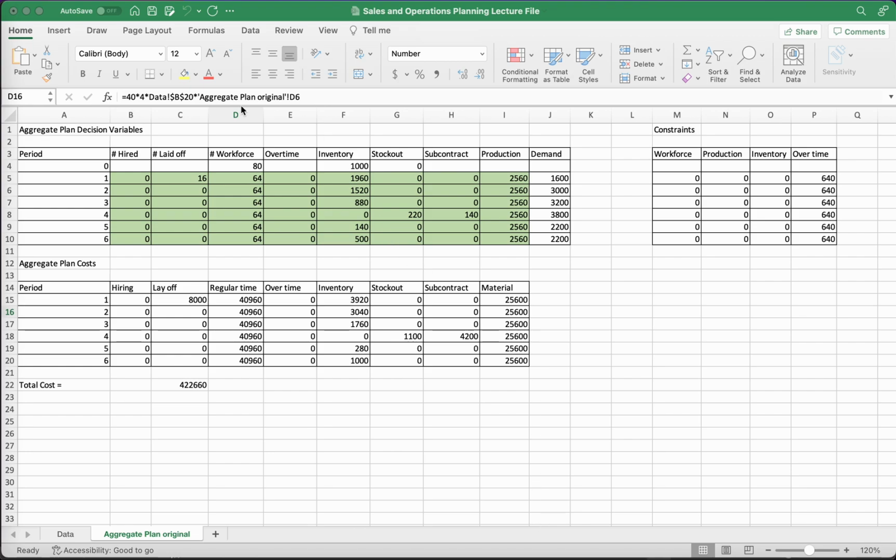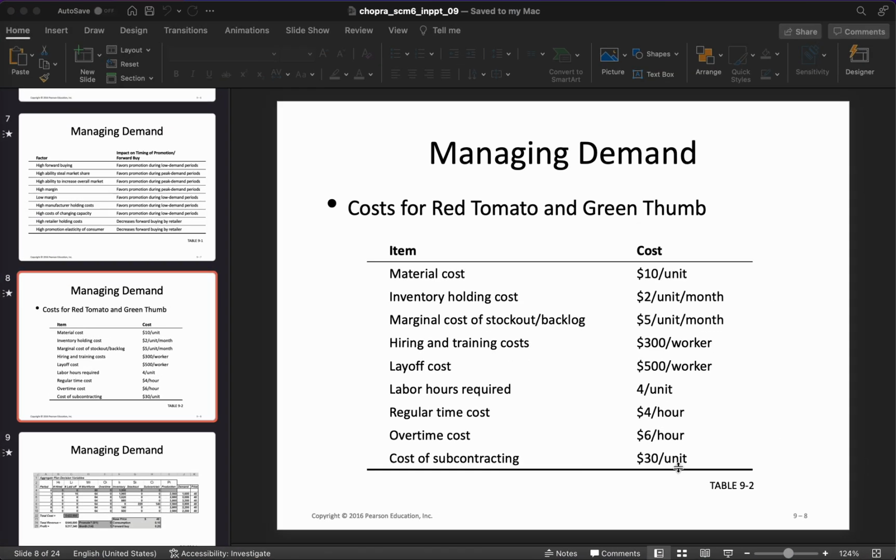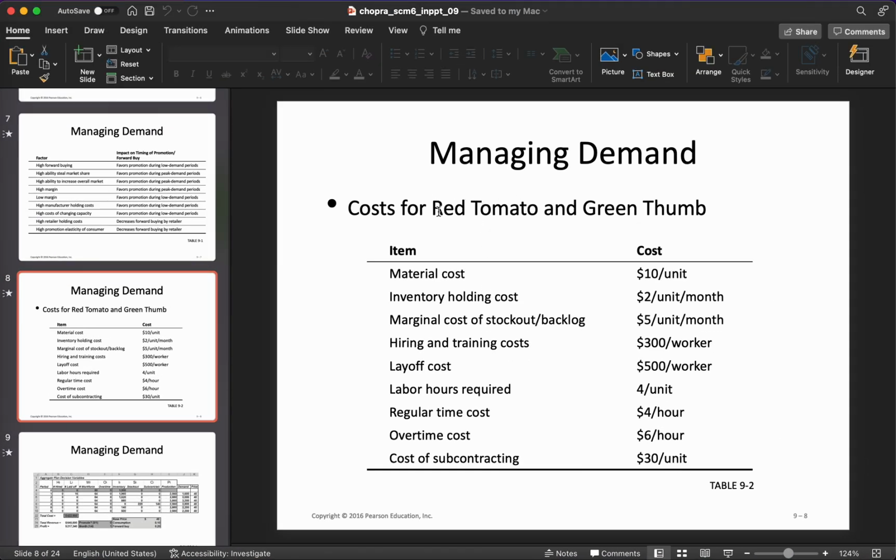What I have here is the original aggregate plan that we created, from the lecture file. This is an example where Red Tomato was the name of the company, and Red Tomato Tools were making different kinds of tools, and we aggregated them all together. The material cost was $10 per unit, inventory holding cost was $2 per unit per month, hiring cost was 300, layoff cost was 500. So we had all of this information.